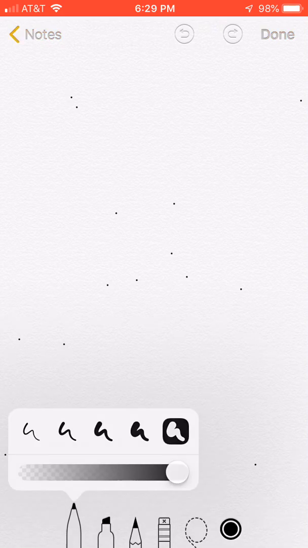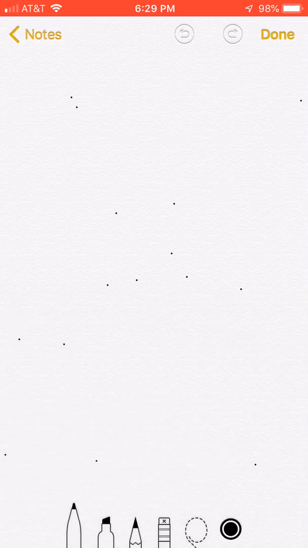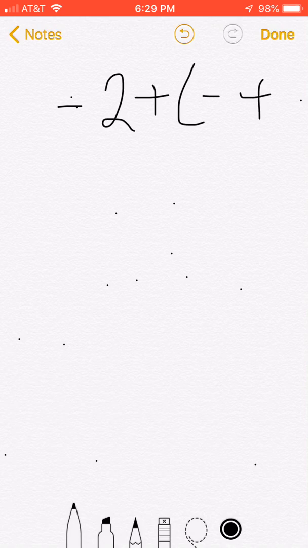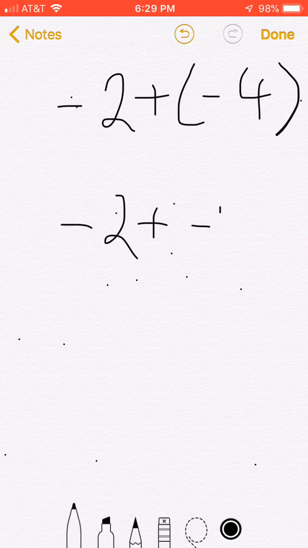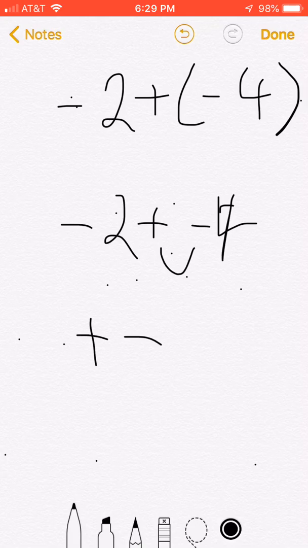Our first example, which I'm going to show you, is -2 plus -4. The reason why I put -4 in parentheses is because it would look confusing if I wrote a plus and an addition sign together. Let's put some parentheses to separate them.